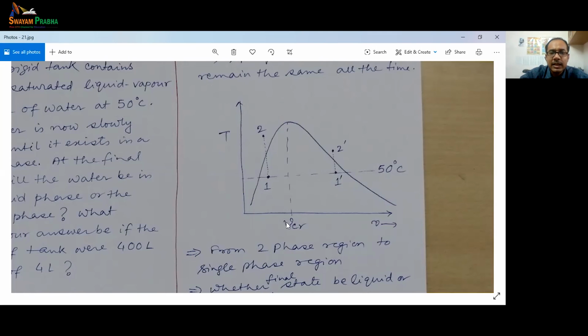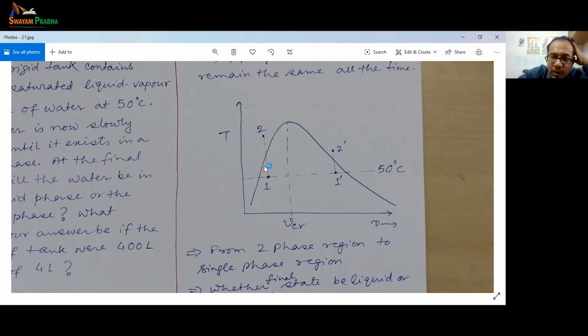So basically we have to look up whether you are left of this VCR, that means the critical volume. This is the critical point, right? The top point of the dome, the saturation dome, is the critical point, and the corresponding specific volume is the critical volume, right? So you have to see whether your specific volume at the first state is towards the left or towards the right.